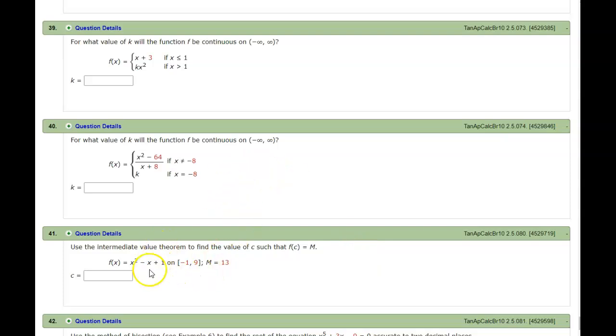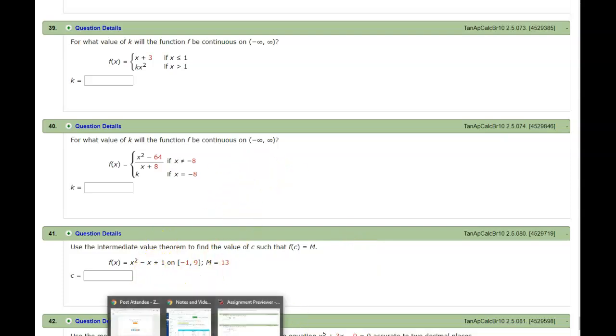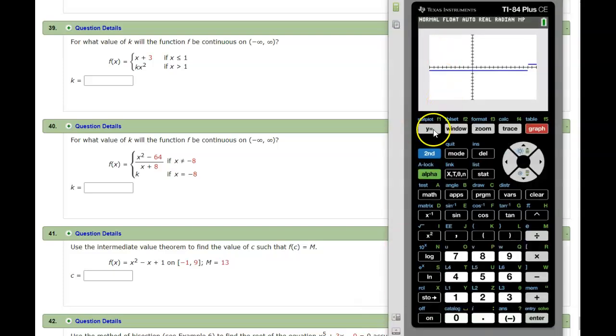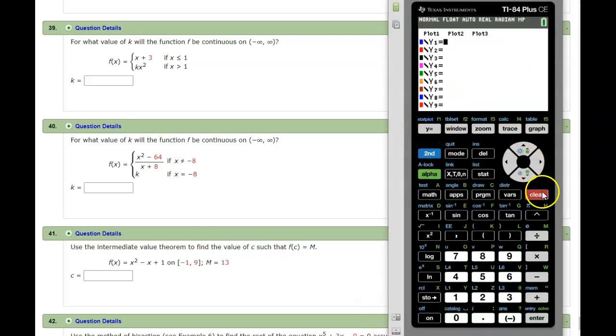So looking at this one, I'm going to examine this on my calculator. So if I put this in my calculator, y equals, clear, x squared minus x plus 1, and I want m equal to 13. And because we're on the interval from -1 to 9, I'm going to put in -1 to 9 and do a zoom fit.